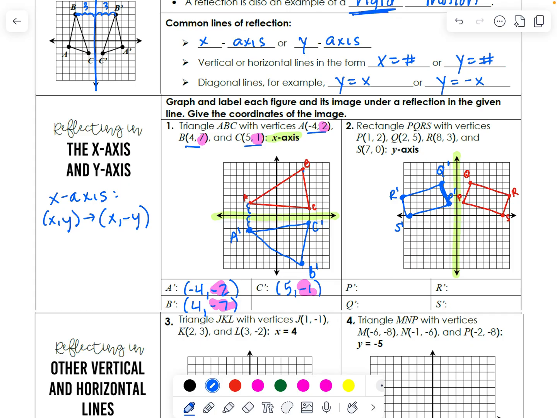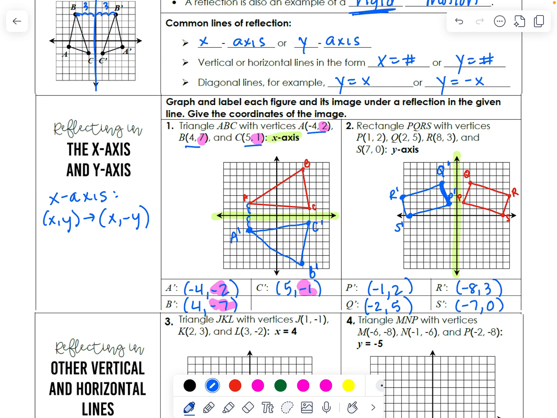Now let's look at our points. So now P prime is at -1, 2. Okay. Q prime is at -2, 5. R prime is at -8, 3. And S prime is at -7, 0.